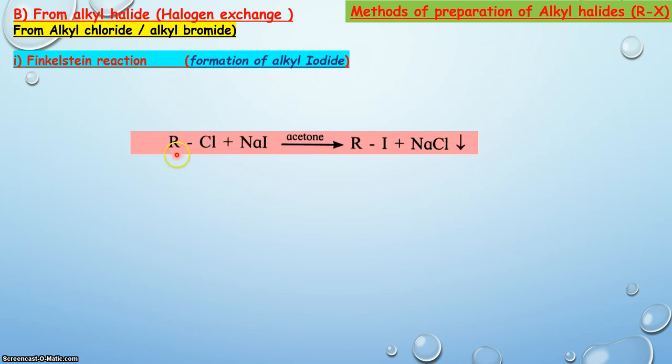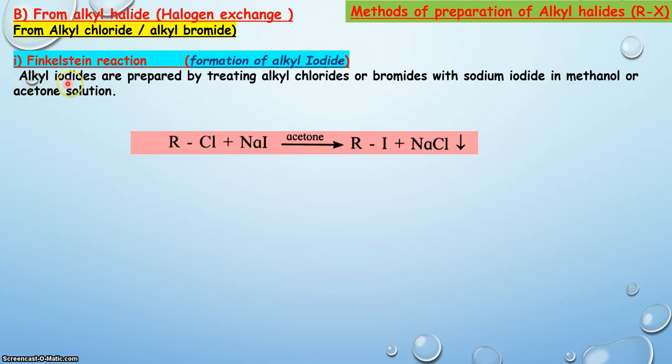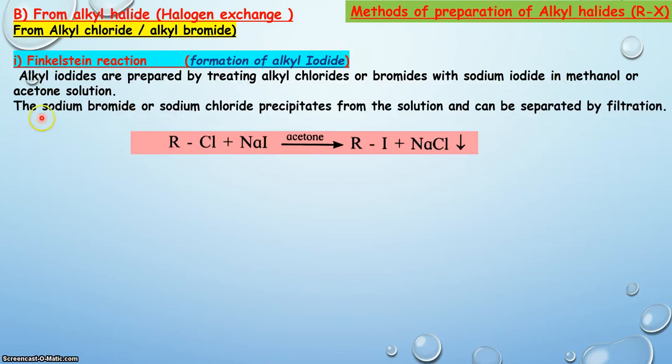This is the general reaction where alkyl chloride on reaction with sodium iodide in presence of acetone or in presence of methanol, this chlorine of alkyl chloride will be replaced by iodine and the product we will get is alkyl iodide, and the byproduct is sodium chloride. This byproduct will be separated by the filtration process. So alkyl iodides are prepared by treating alkyl chloride or bromide with sodium iodide in methanol or acetone solution. The sodium bromide or sodium chloride precipitates from the solution and can be separated by filtration.